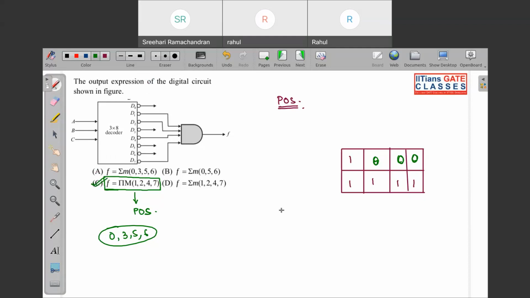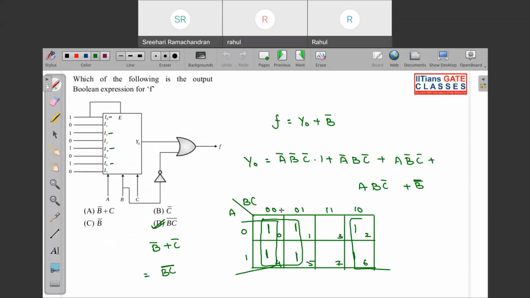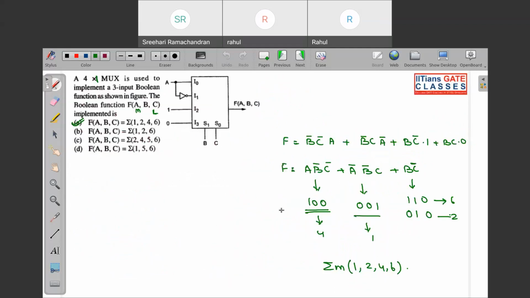Okay, so Surjit is waiting in the lobby. Okay, so now let us start.